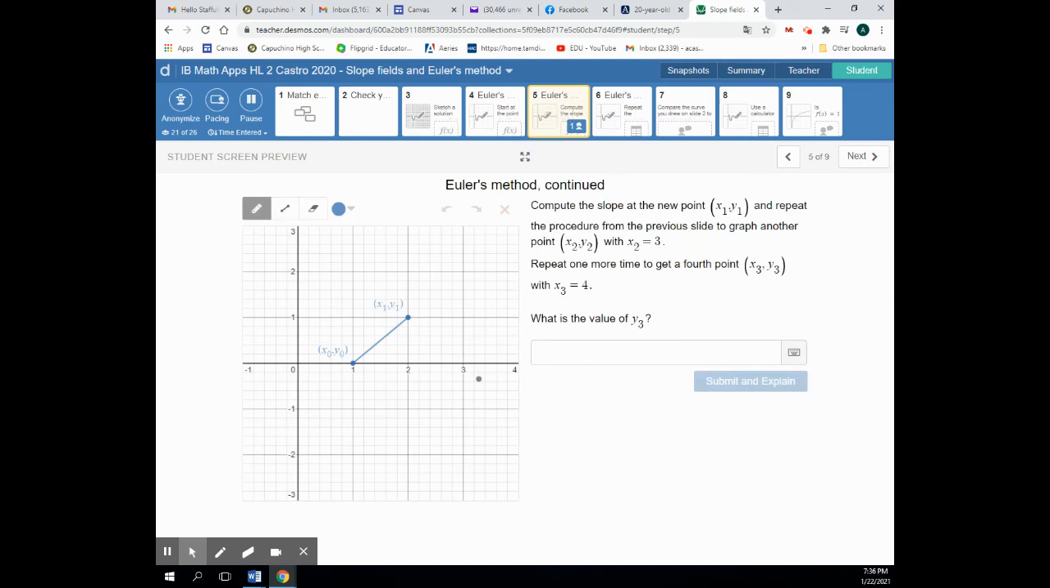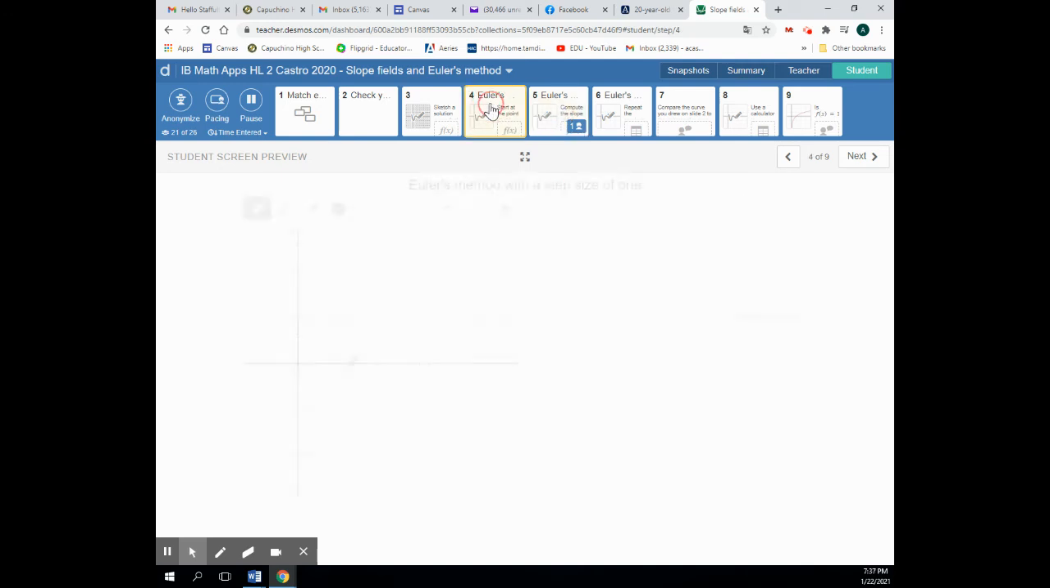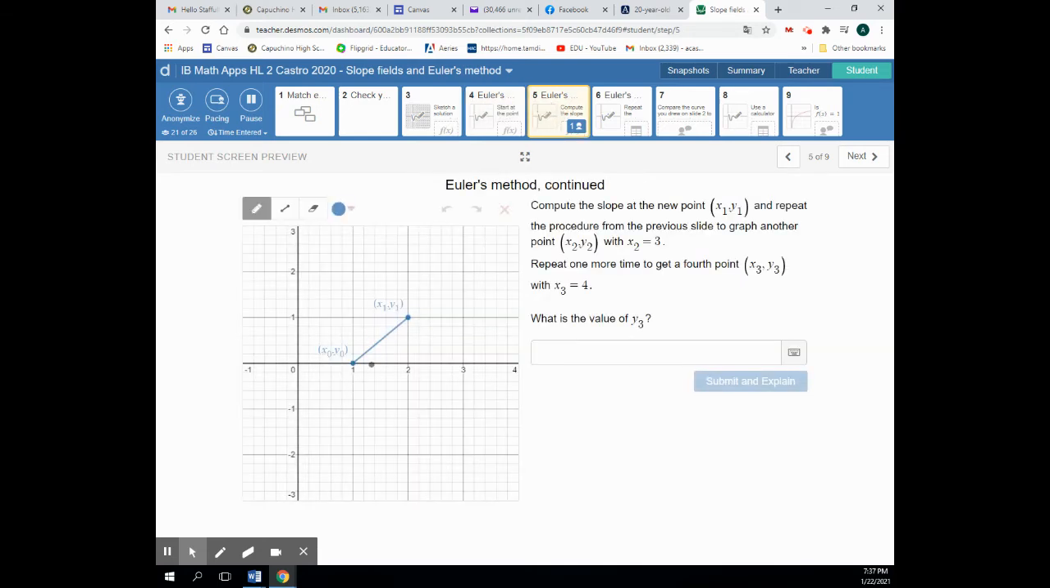Okay, number 5. Notice they show us what we should have had on number 4, so if you got number 4 wrong, you'd know that's what I should have had. Now, compute the slope at the new point. Okay, so now I'm here at x1, y1, and I want to find the slope. Remember, our formula for the slope is 1 over x. You have to keep this in mind: we're using the same differential equation each time. The derivative, dy/dx, is equal to 1 over x. So the slope is equal to 1 over x. Well, x here is 2, so 1 over 2 is going to be my slope.